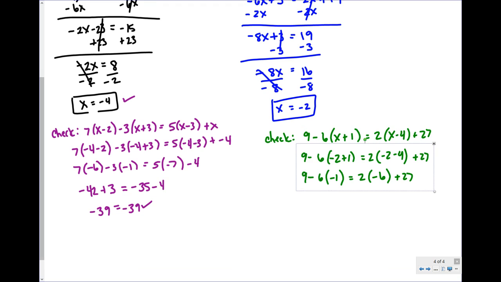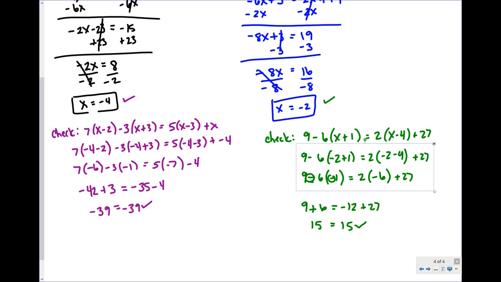Gotta scroll down a little bit. This becomes, now remember, this is negative 6 times negative 1, so it's a positive 6 now, because this negative and this negative make a positive, equals 2 times negative 6 is negative 12, plus 27. 9 plus 6 is 15, and negative 12 plus 27 is also 15, so I'm good to go.